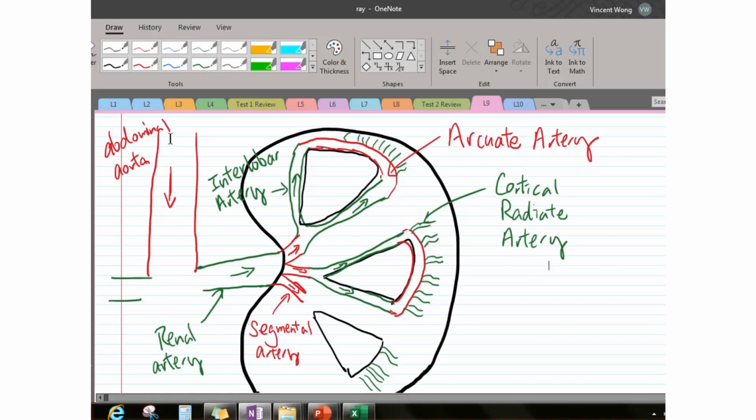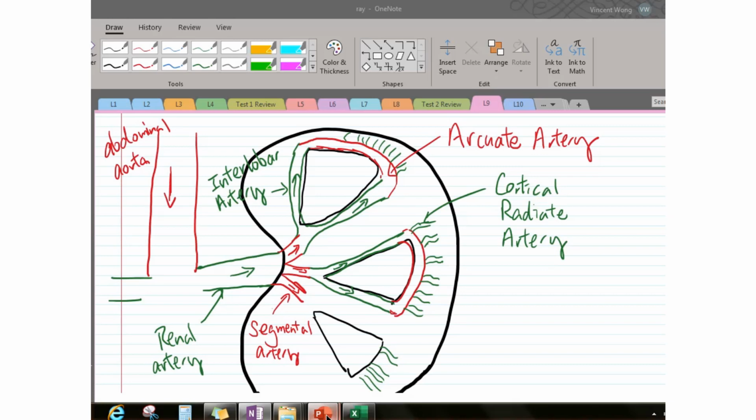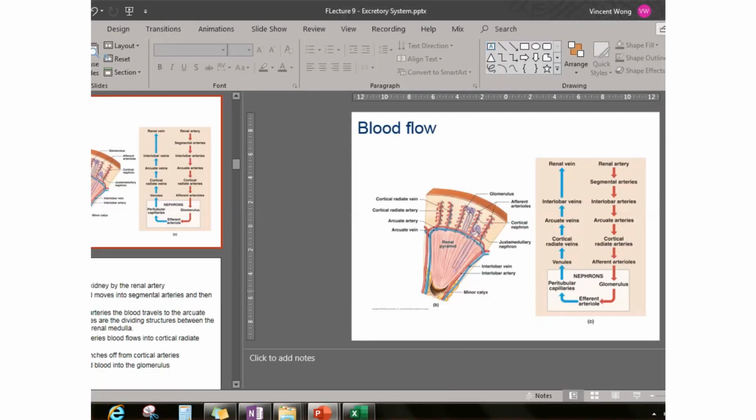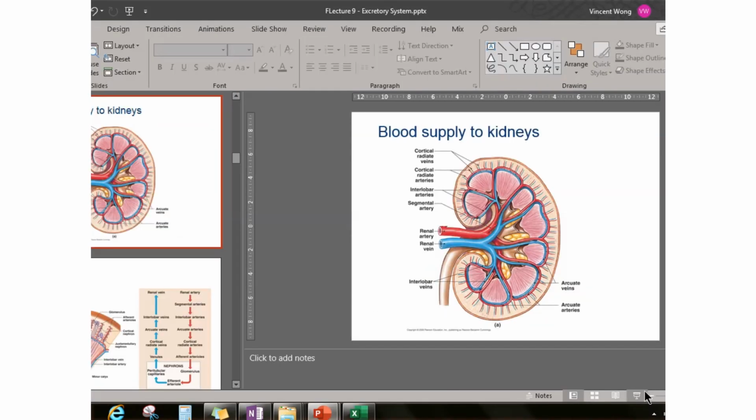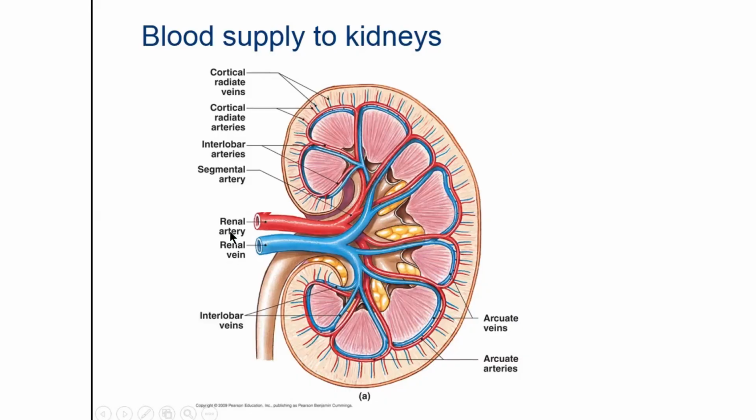So the blood comes in from the abdominal aorta, and then goes through all these blood vessels, eventually ending up at the cortical radiate artery. Let's take a look at the PowerPoint slide over here. That's basically what I've drawn. Renal artery coming in, segmental artery here, then the interlobar artery, and then the arcuate arteries. And then from the cortical radiate arteries, there's going to be a bunch more branching.